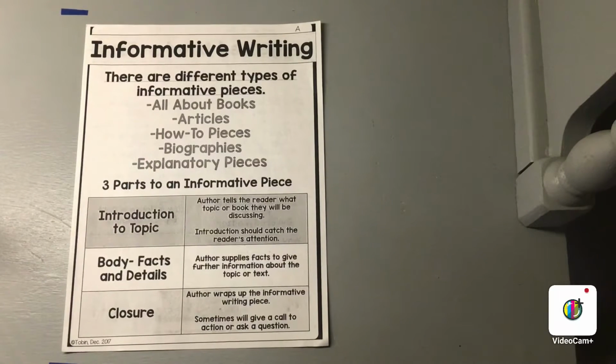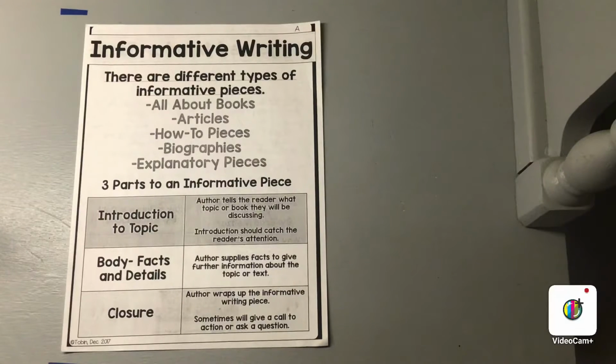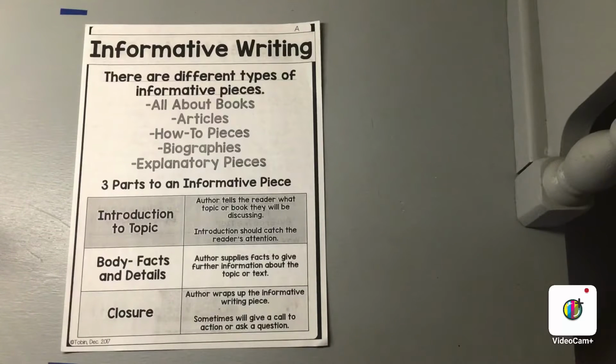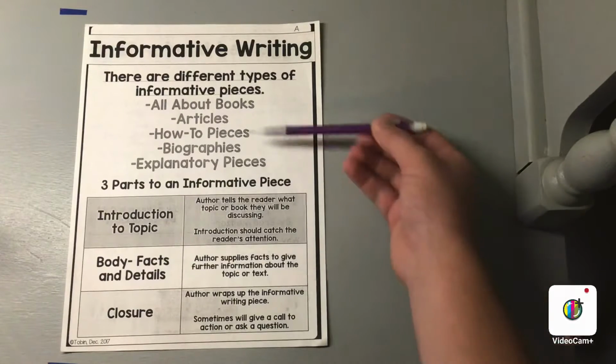Today we are going to begin talking about informative writing. There are a few different types of informative pieces that we see right here. The first type is all about books. So that is maybe a book that is telling you all about a certain type of animal or a plant or about a subject. Then we also have articles.